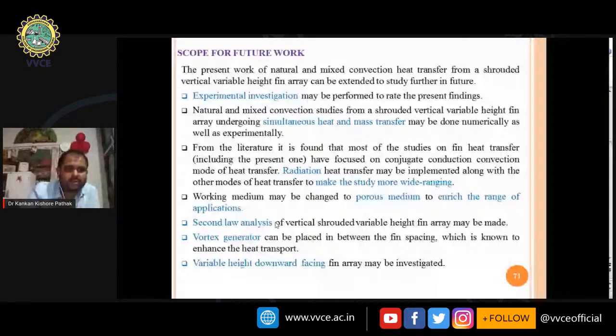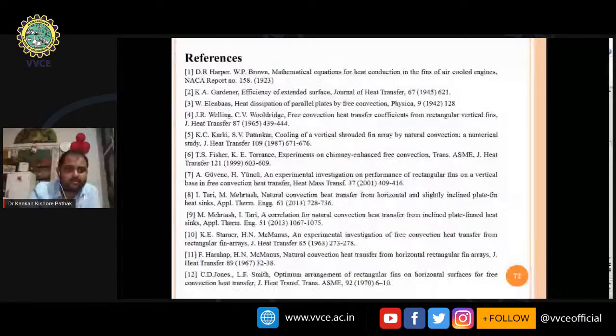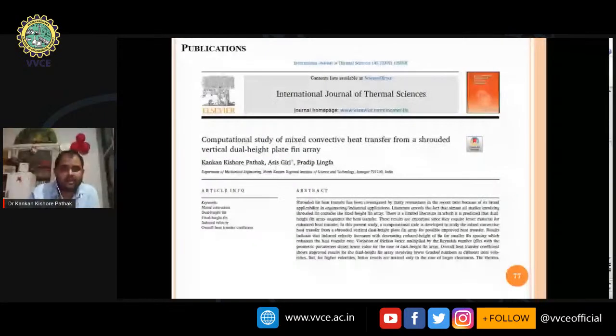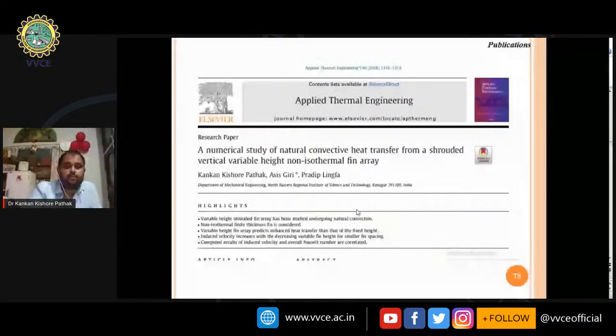Now these are the references. These are the references I have collected, and the publications from whatever I have discussed today, that is from the mixed convection part. I have published this in the International Journal of Thermal Sciences along with my guide. This is in my PhD work. Similarly, International Journal of Thermal Sciences, and here Applied Thermal Engineering. This I have published in 2018. This one is in 2019. Okay, one more paper on extended surface, I have published in the International Journal of Heat and Mass Transfer. That is a different work, but it is under natural convection.